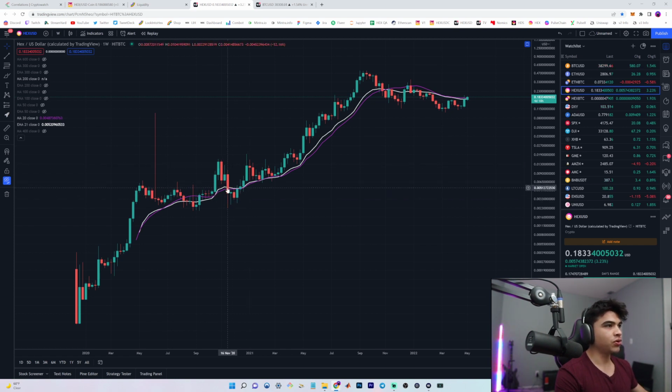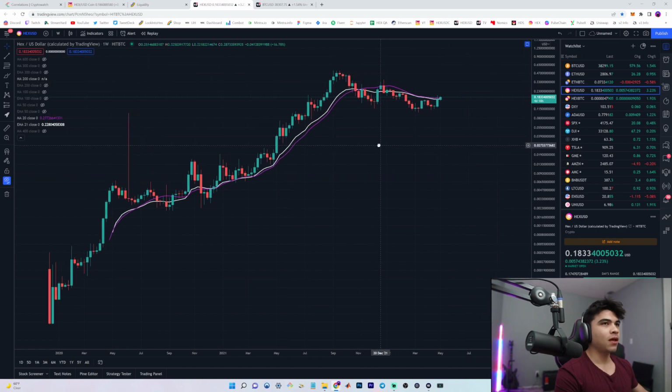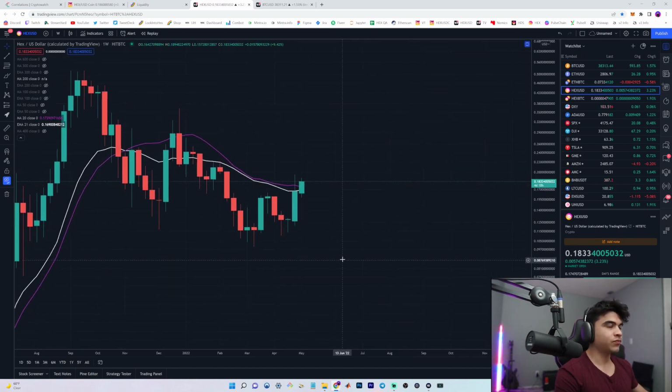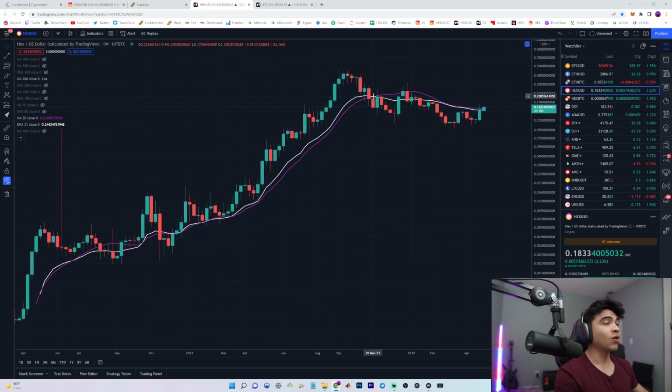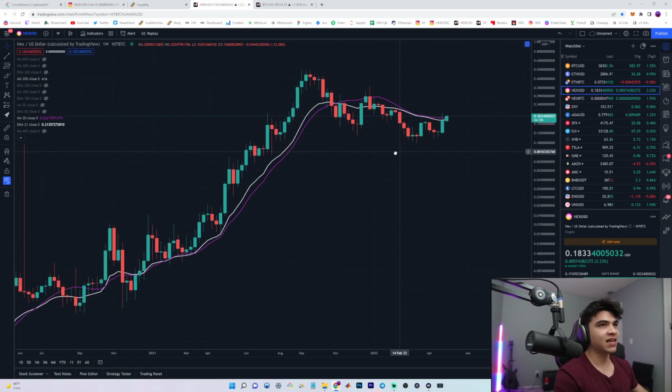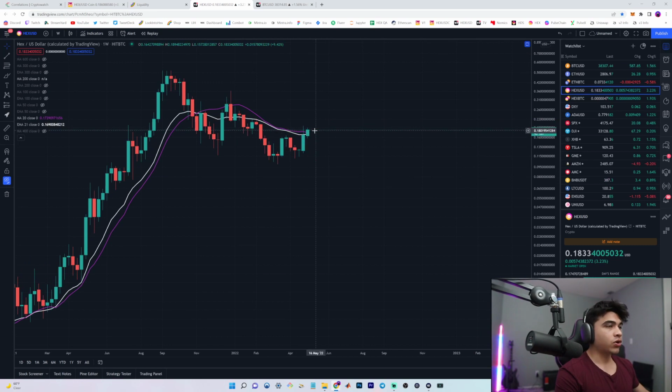Similar to over here, we don't really see the real pump start until white crosses above purple, and then we just ran up. And then the opposite happens, right? More often than not, we get a dip when white crosses beneath purple, and we start holding these as resistance.